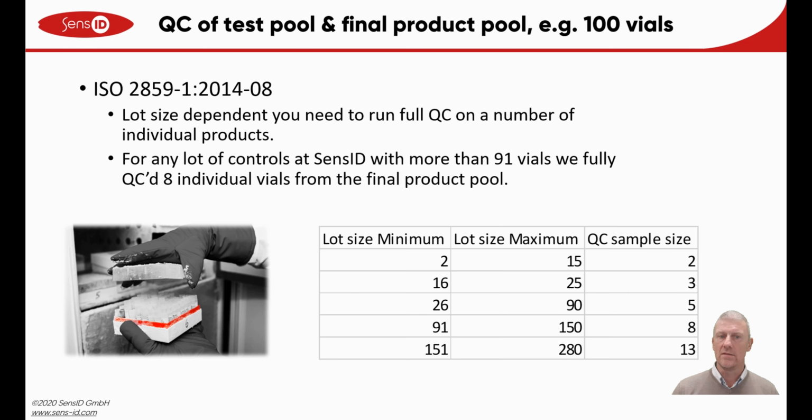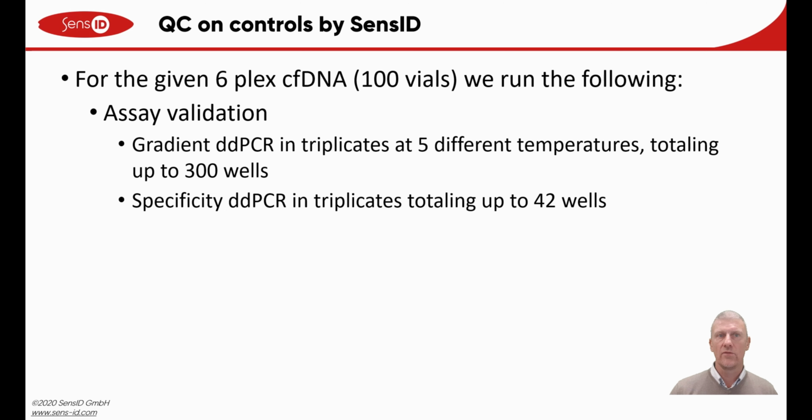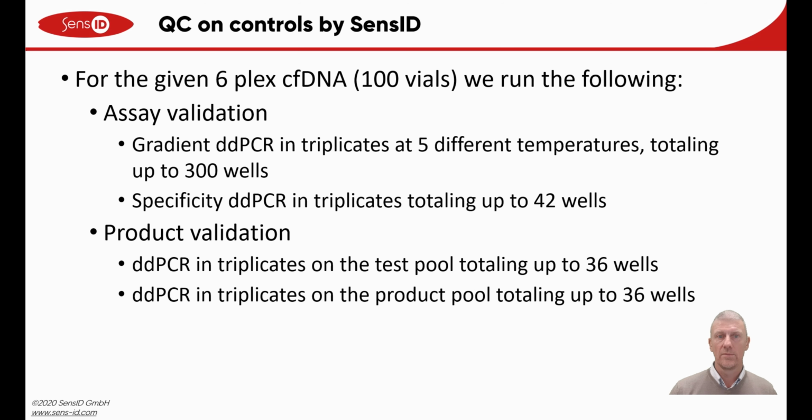Now what does it mean? What does it mean as in work? What are we actually doing? Well, for this example, 6-plex cDNA, we run for assay validation alone gradient digital PCR in triplicates at 5 different temperatures, totaling up to 300 wells. For specificity, digital PCR, we run them in triplicates again, up to 42 wells.